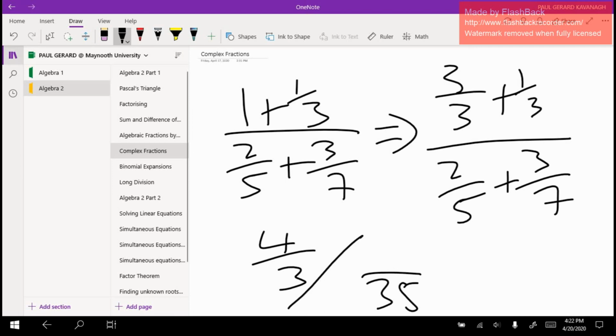So 35 divided by 7, 7 by 2, which is 14, plus 5 by 3, so it's going to be 29. Just like that. I'm going to go back to here.